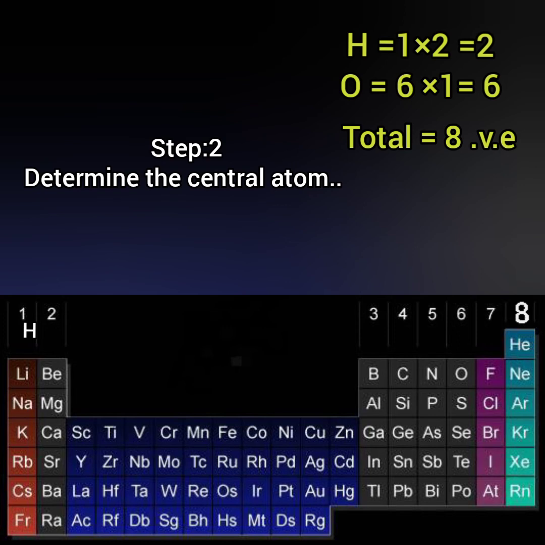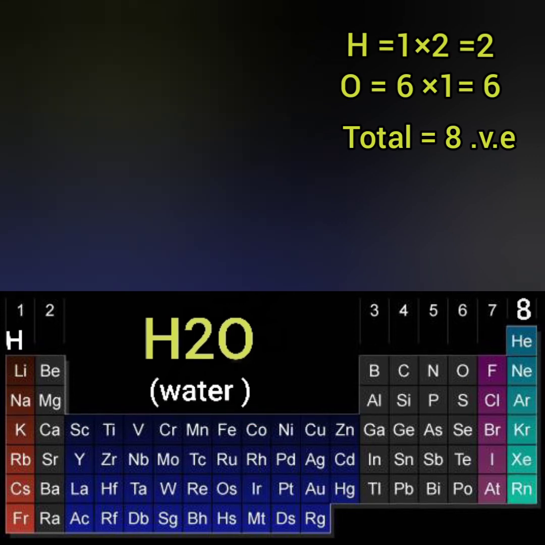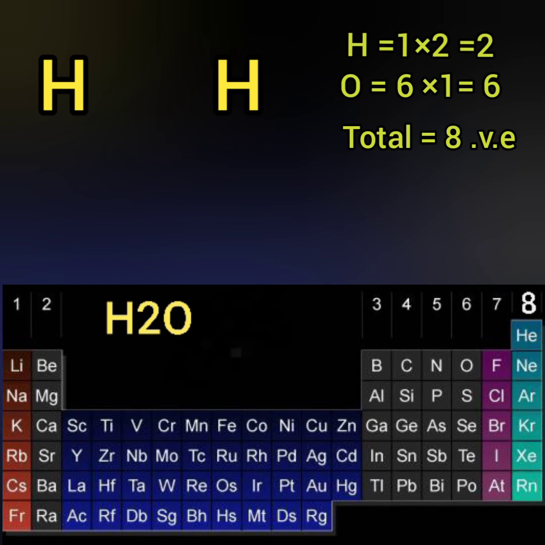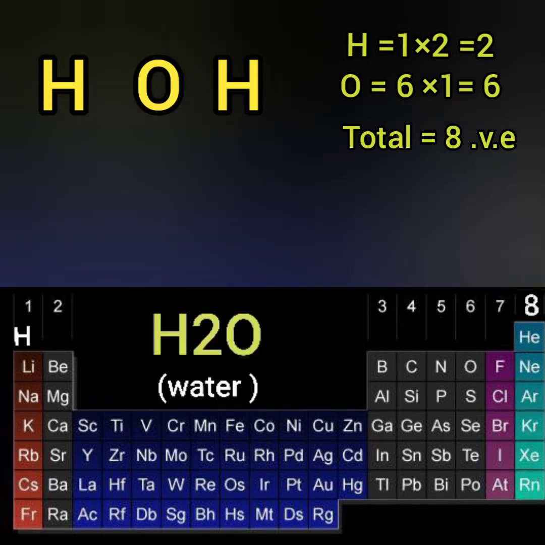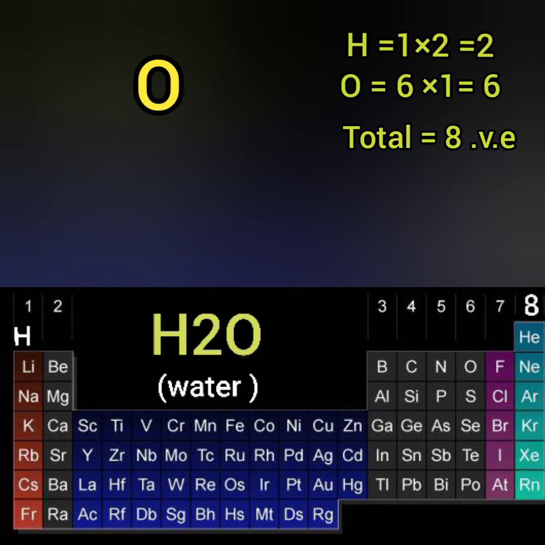Step 2. Determine the central atom. The central atom is the one all the other atoms will be bonded to. It is usually the element that there is only one of. Here in the water molecule, there are 2 hydrogen atoms and only 1 oxygen atom. So oxygen is the central atom. Step 3. Draw single bonds to the central atom.